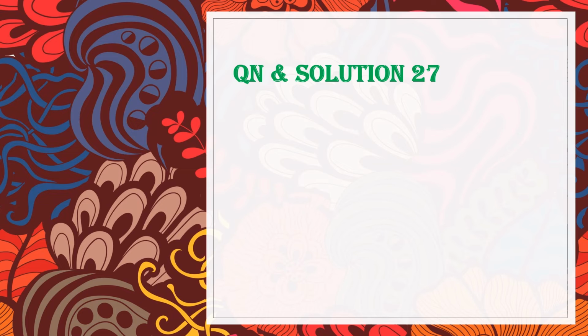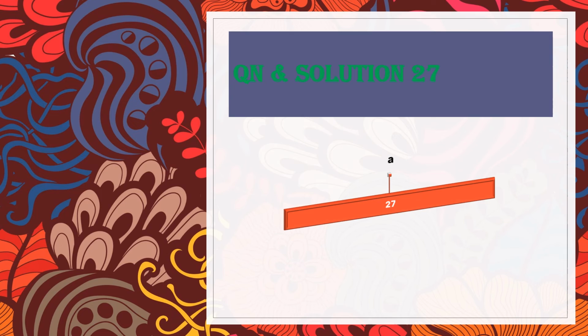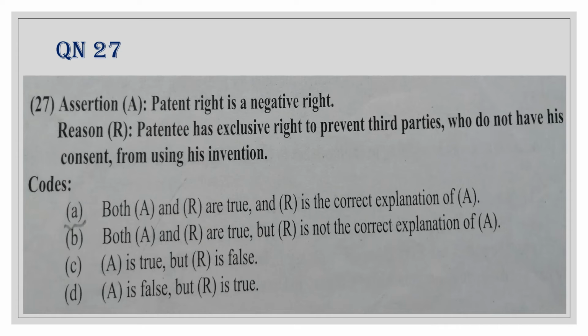Now we will go to question number 27. Let us take a look. And the correct option for question number 27 is option A. Now friends, we will proceed towards the question. Question number 27 is, here an assertion is given, and the assertion statement is patent right is a negative right. And the reason statement is patentee has exclusive right to prevent third parties who do not have his consent from using his invention. So friends, first of all, we will check whether the statements are correct or not.